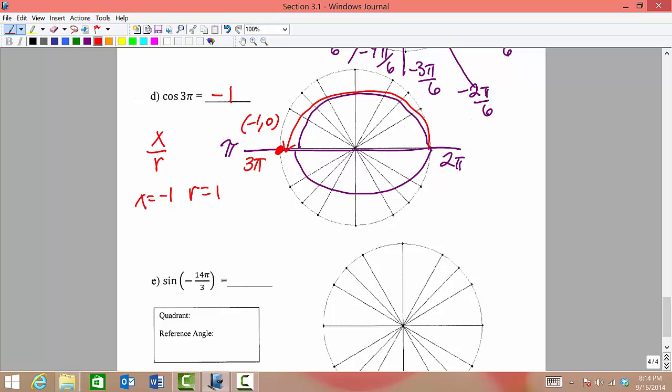So cosine of 3 pi is a quadrantal angle. We use the point that lays on the terminal side. We know our x, we know our y, and we know the r. X over r, we get our cosine value of 3 pi.